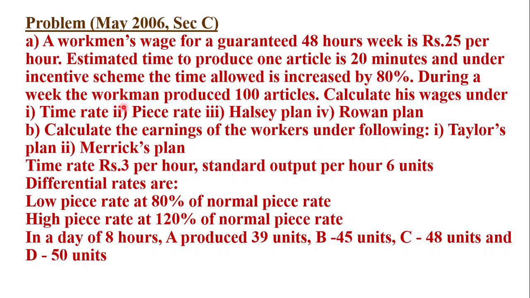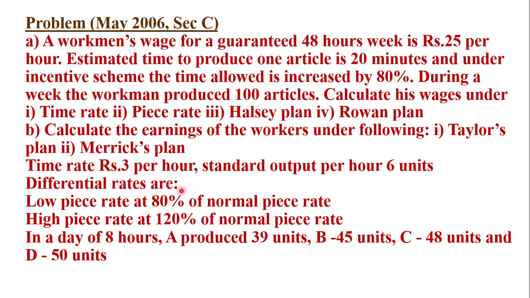During a week, the workman produced 100 articles. In one week, the worker can produce 100 articles. Calculate his wage under time rate, piece rate, Halsey plan and Rowan plan. And also calculate the earnings of the workers under Taylor's plan and also Merrick's plan. Other information is also given here, that is time rate rupees 3 per hour. Then standard output per hour, for one hour, is given as 6 units.